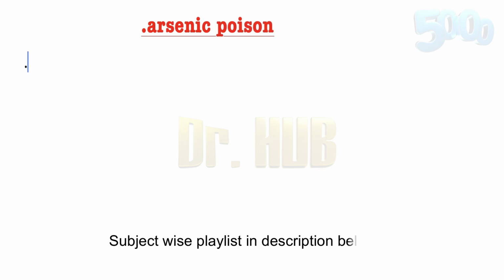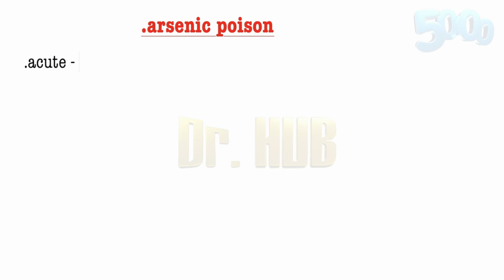Let's compare the arsenic poisoning, the acute and the chronic. So now let's look at what is acute. In case of acute arsenic poisoning, there is delayed hair loss. And looking at chronic, it is the melanosis, Bowen's disease.